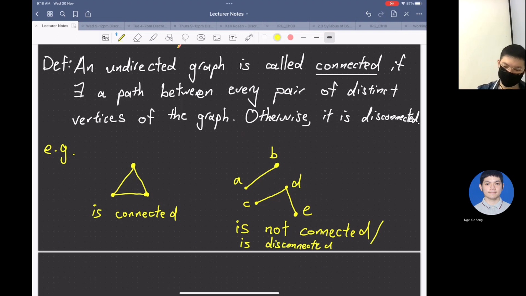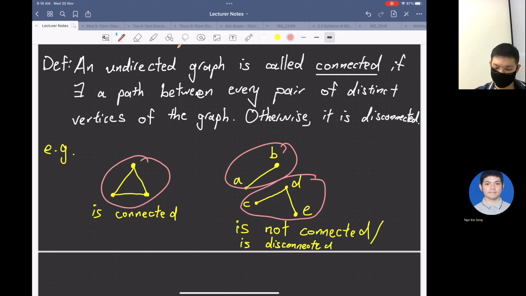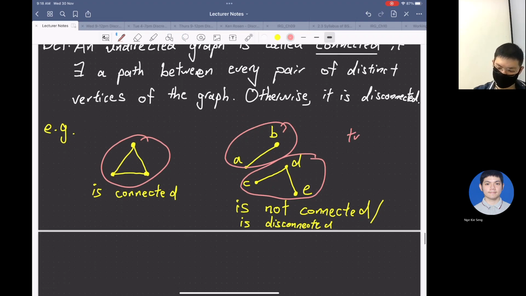So how do we call these pieces? These pieces we will call connected components. So there are 2 connected components, and then here is 1 connected component.